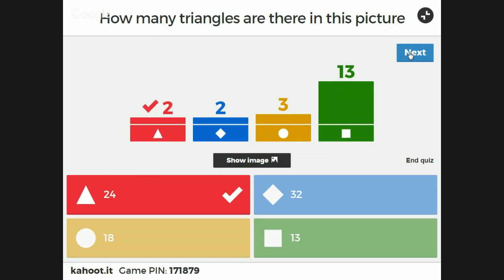Now, I can't point them all out to you, but there is a little video of it which I'll show you just now. But there are definitely 24 triangles. I've double checked and triple checked, and I saw the video on it, and there are 24. So well done. Who got that one right? Show me. Oh my word!